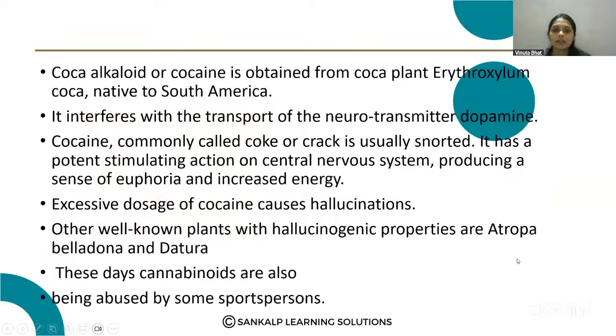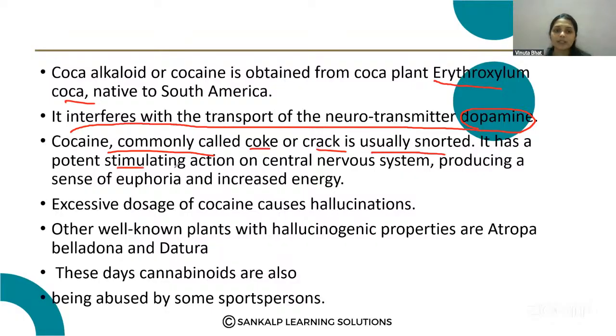And the coca alkaloid is obtained from the plant Erythroxylum coca. Cocaine, or coca alkaloid, is also a drug obtained from the plant Erythroxylum coca. These scientific names are all very important. It interferes with the transport of the neurotransmitter dopamine. Cocaine, commonly called coke or crack, is usually snorted. It has a potent stimulating action on the central nervous system, producing a sense of euphoria and increased energy.